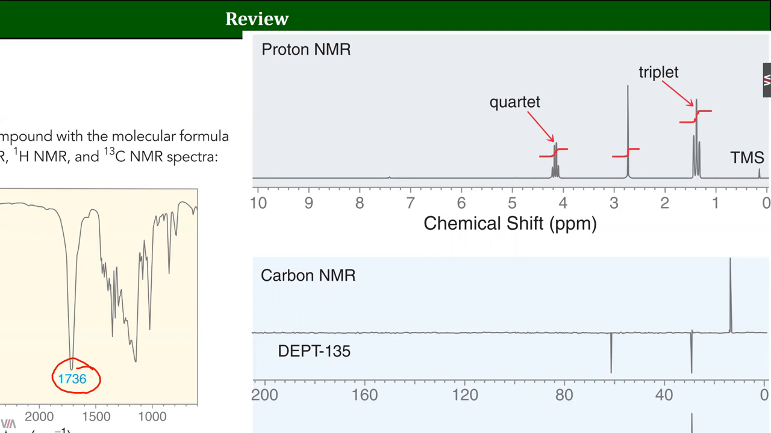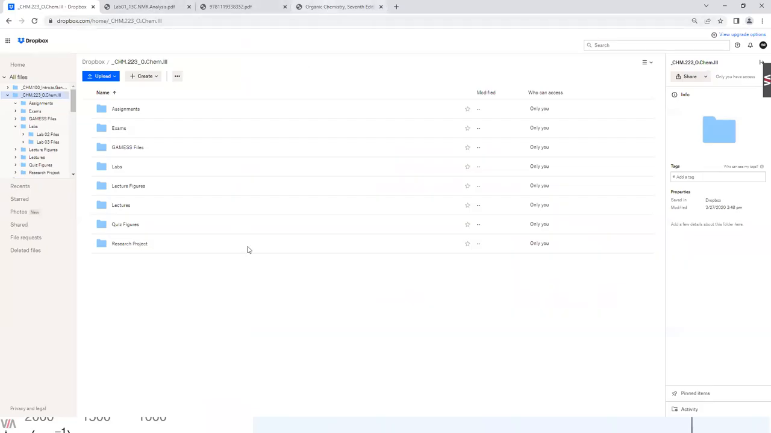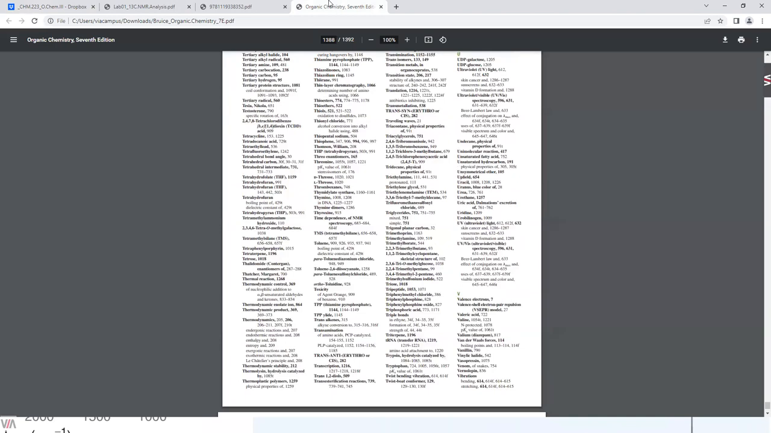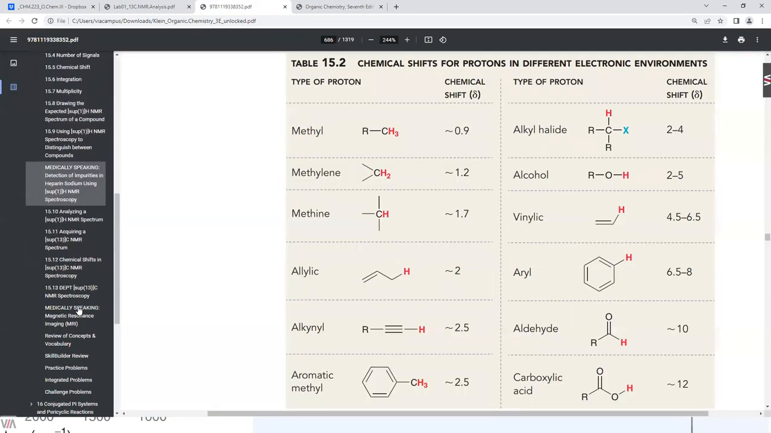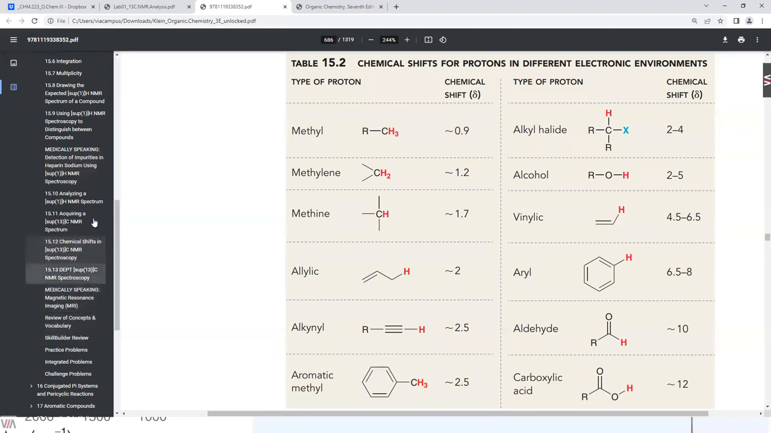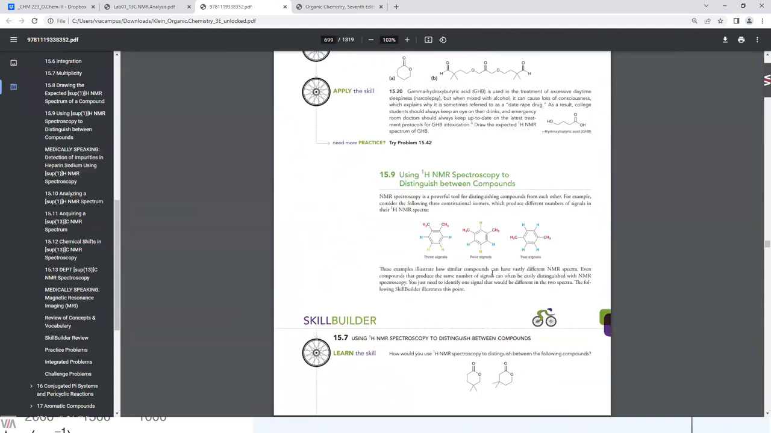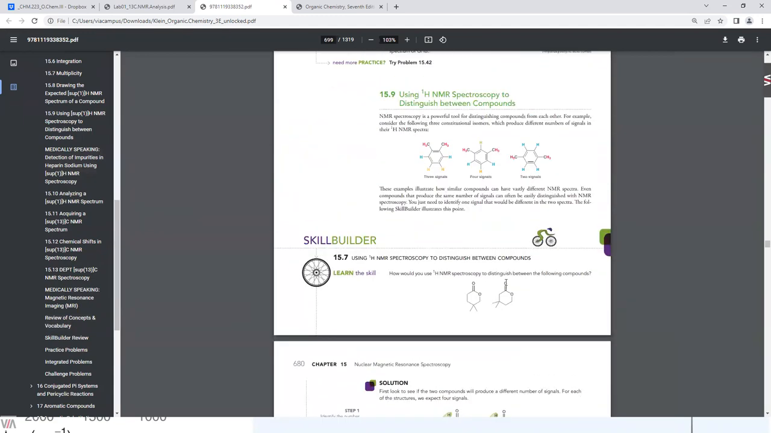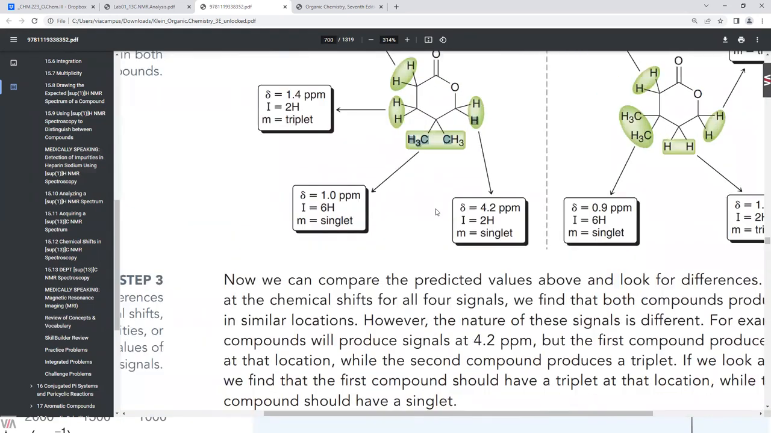And all of this is gone into in more depth in the textbook as well. If you get later on in the proton section, it talks about a fair bit about how you can tell whether they would be the same or not.